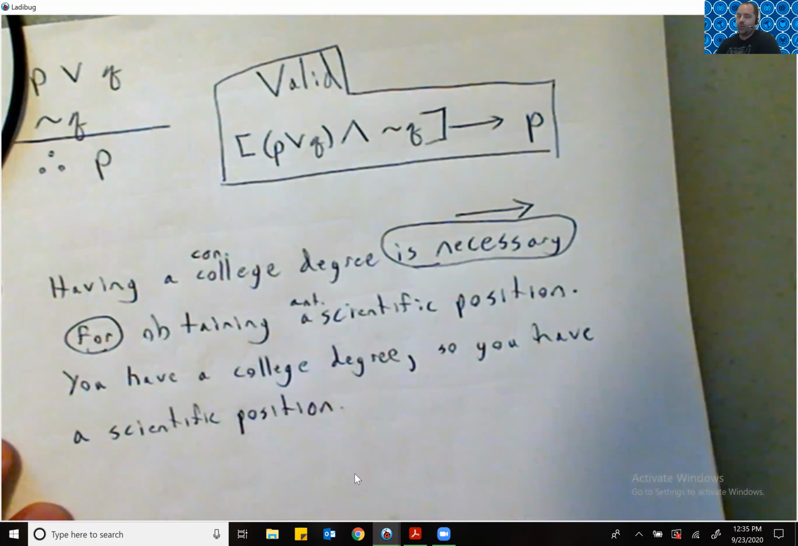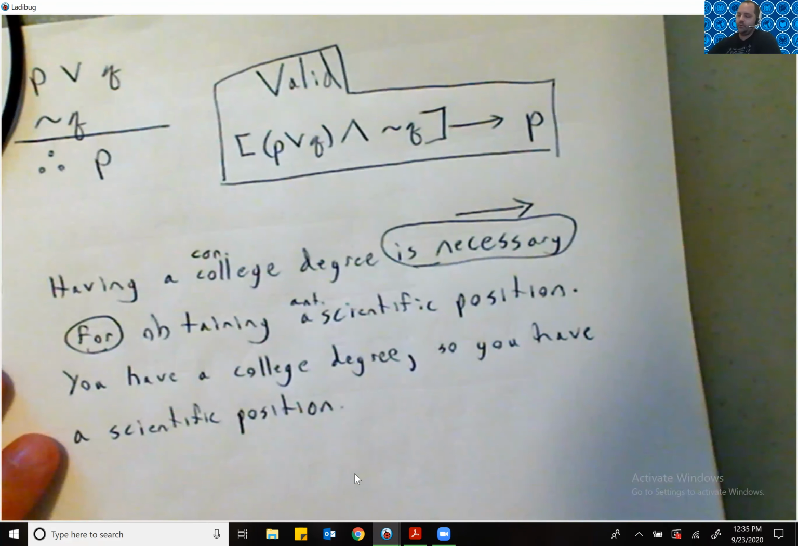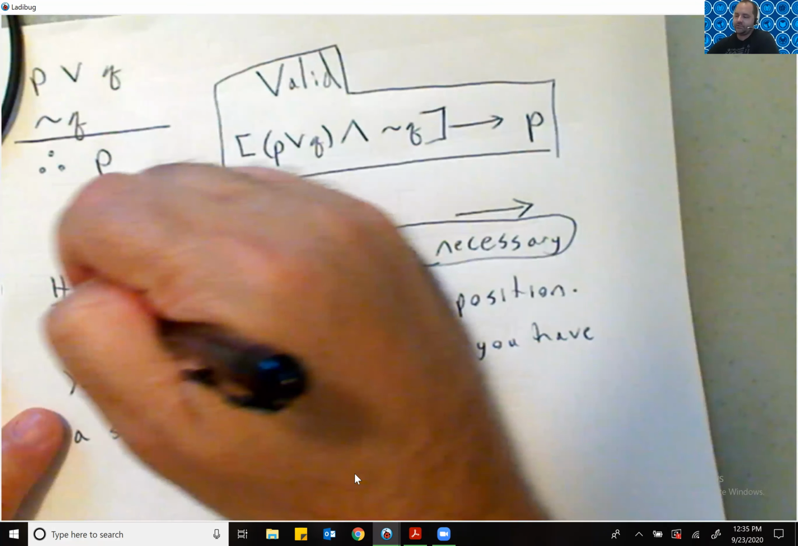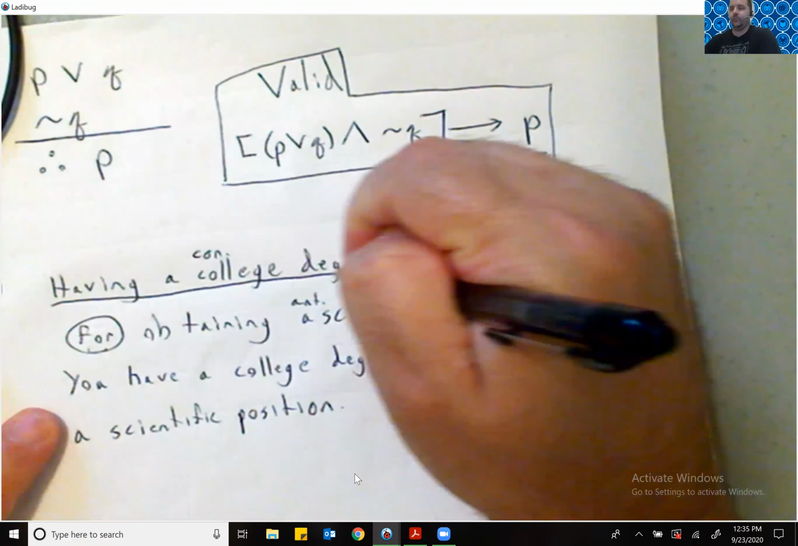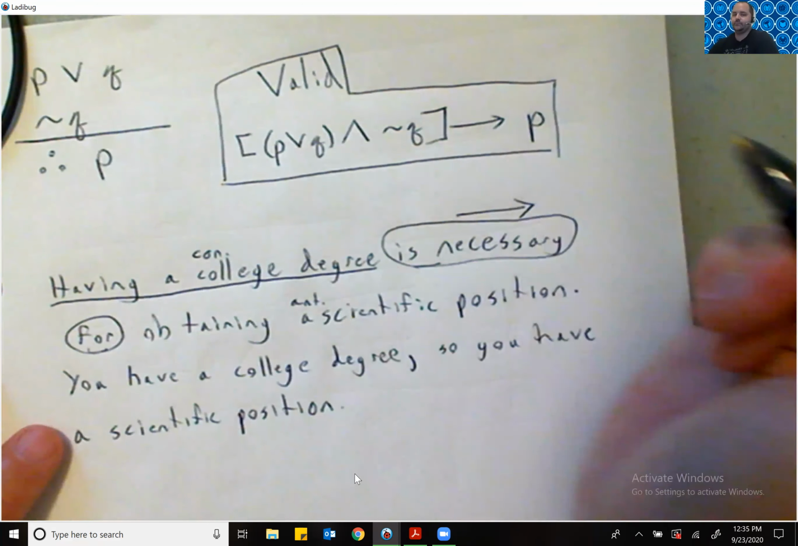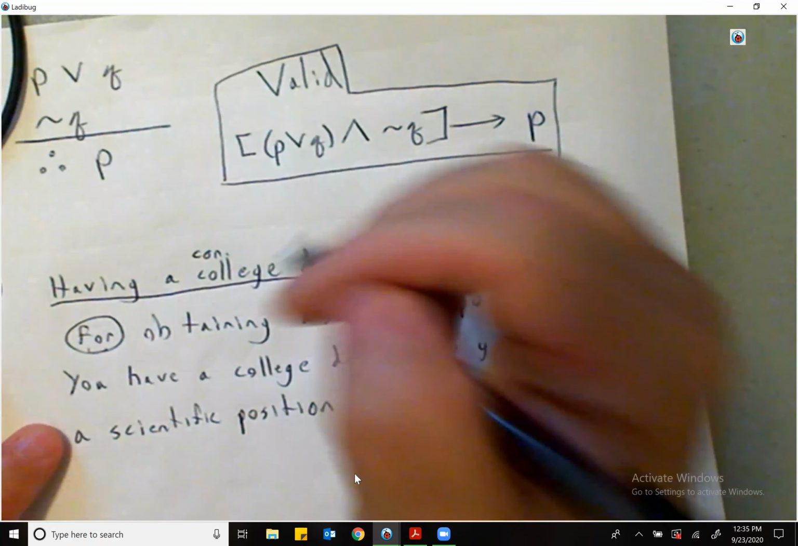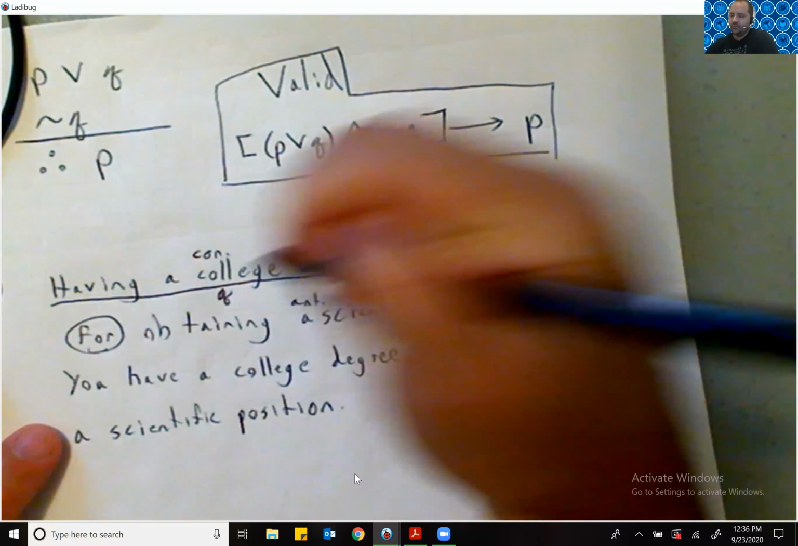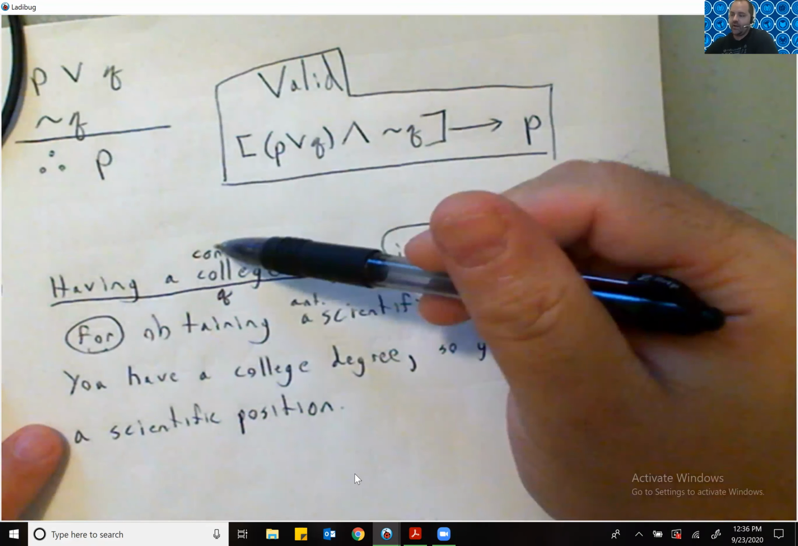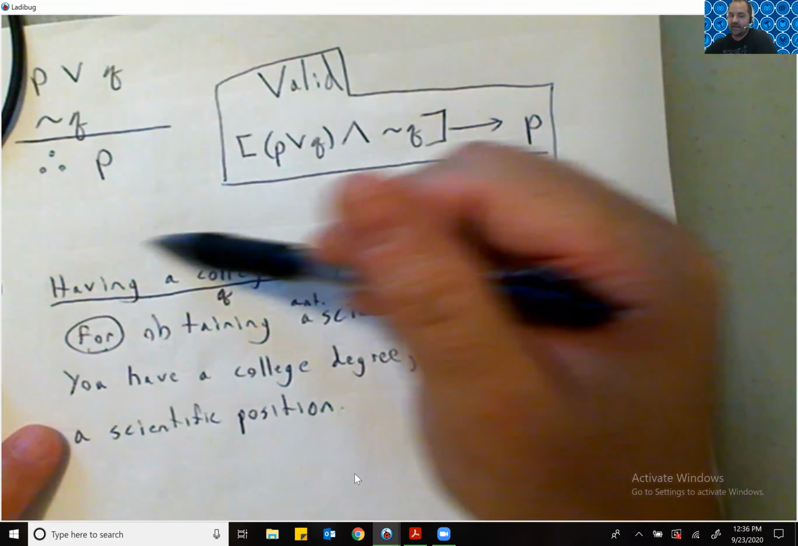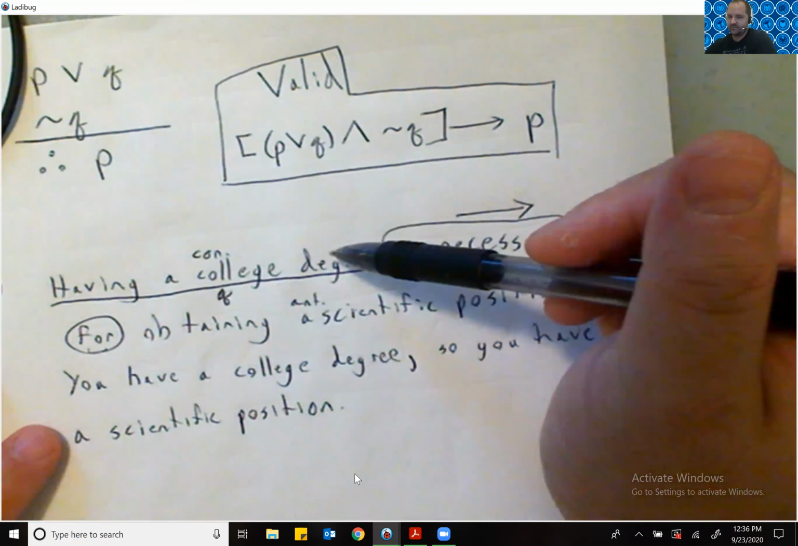So with that in mind, having a college degree, what letter would you give that? Q. Exactly. And that's what they do, because Q is usually the second letter, and this is technically the second statement. Does that make sense?